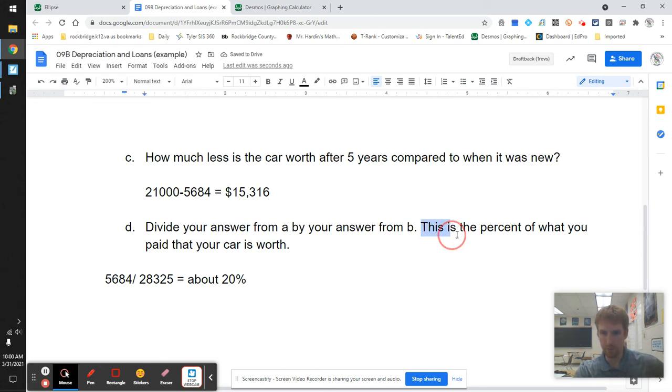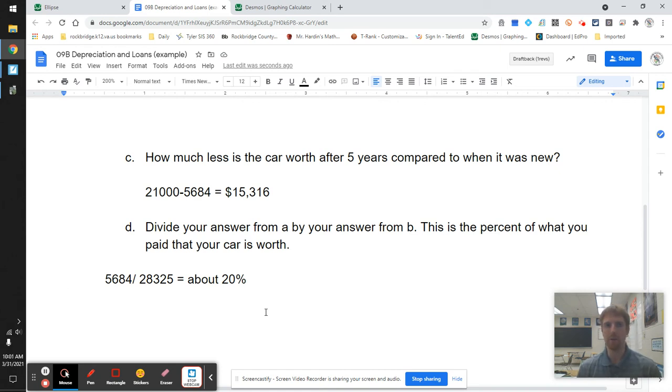So this is the percent of what you paid your car is worth. You paid $28,000 for a vehicle that's worth $5,600. I mean, in reality, that's what happened. You paid $28,000 for something that's worth $5,600. Now we've got to have cars. It's hard to get around without them. It's hard to get to work without them.